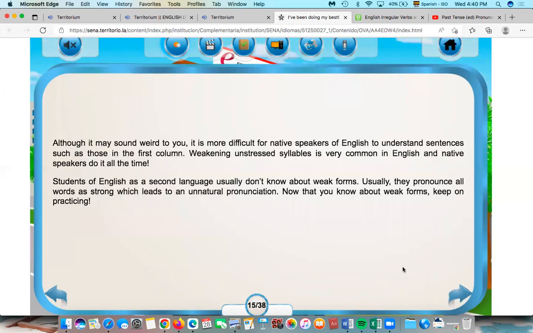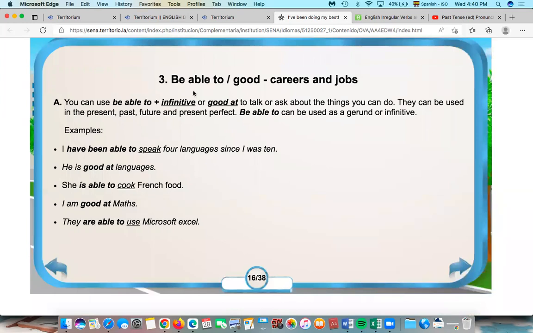Good. Okay. There's an expression in English that is called be able to. It is kind of similar to saying can, right? When you are able to do something, it is because you're good at something or because you have the skill. So when you say I am able to cook, it is because you can cook. That's the skill that you have, yeah? So my question here is, are you guys able to cook?